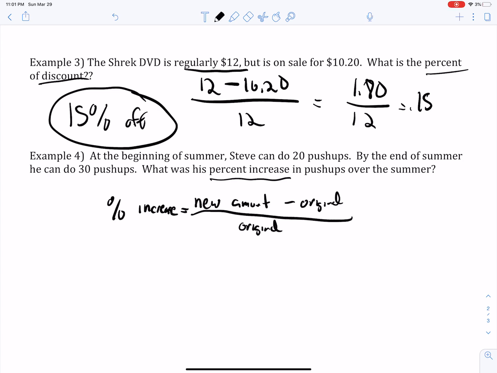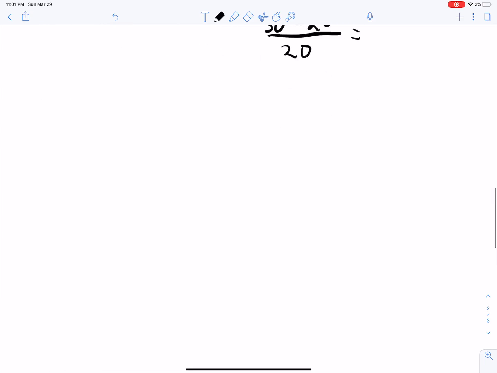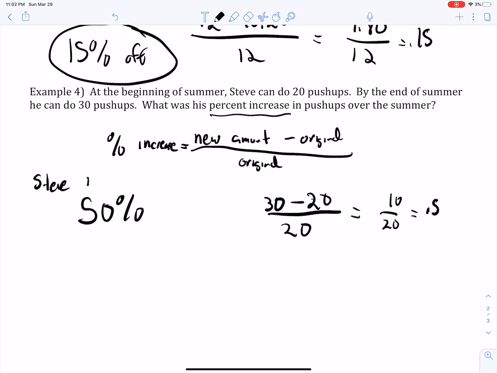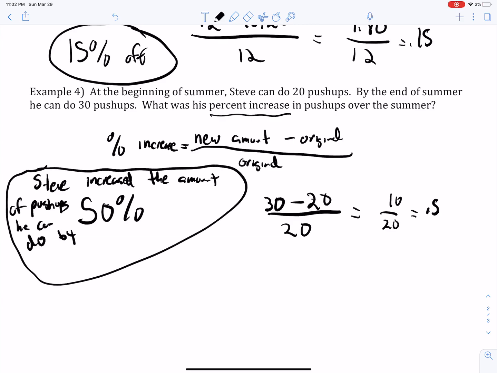So at the beginning, originally, he can do 20. So that's going to be our original. And then at the end, he can do 30. So the new amount is 30. So if you type that in, you'll get 10 over 20, which is just 0.5, and that's 50%. So Steve increased the amount of push-ups he can do by 50%.